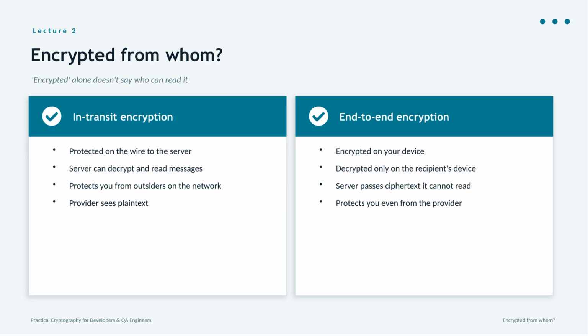When you send a message in most chat apps that are not end-to-end encrypted, it's encrypted in transit, which means it's protected on the way to the server. But the company's servers can still read it.